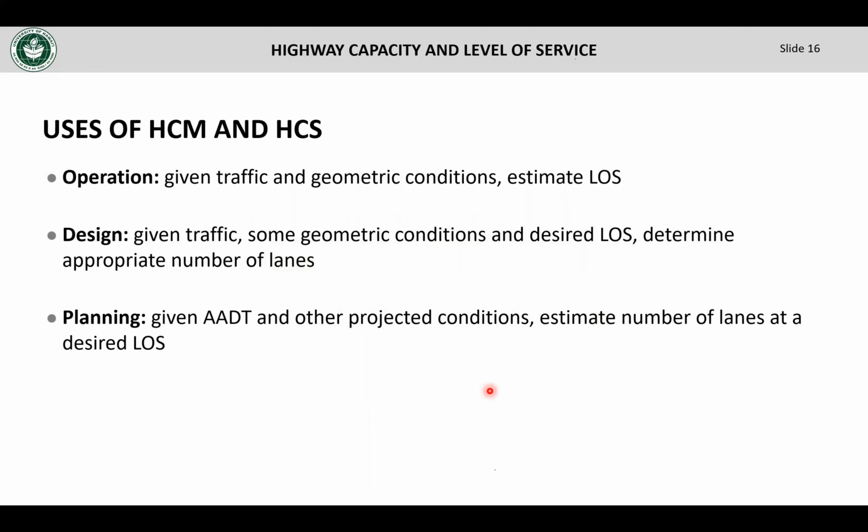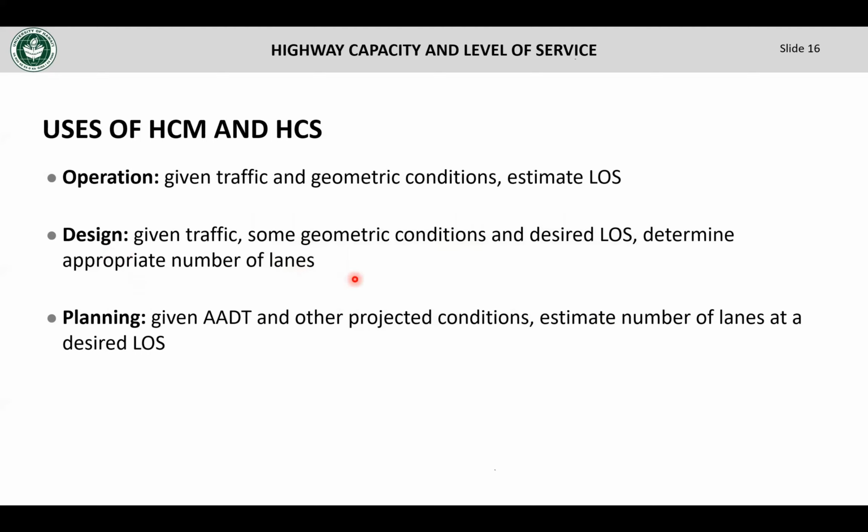So you obviously want to assess how your facility is operating. It's also used for design. If you set a policy that a facility should operate at a given level of service, let's say level of service C, then given the traffic and some other geometric conditions, you need to determine the number of lanes that will result in that level of service or better.